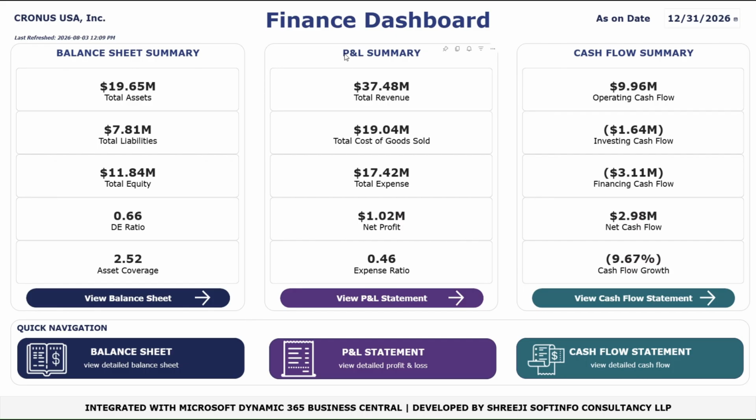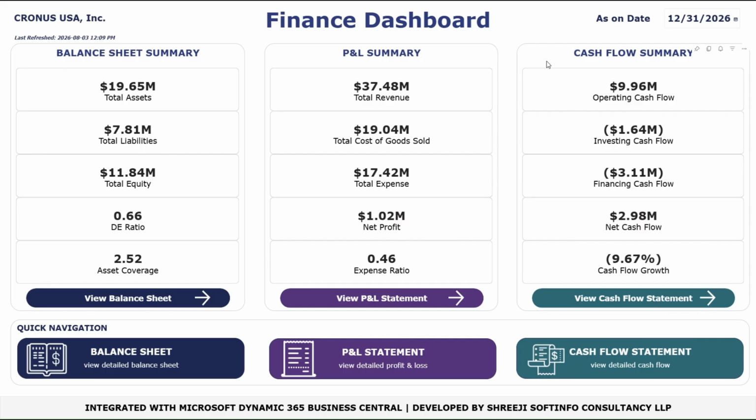The profit and loss summary highlights the organization's profitability by presenting total revenue, cost of goods sold, total expenses, net profit, and expense ratio. These metrics help finance teams understand revenue generation, cost management, and overall business profitability at a glance.